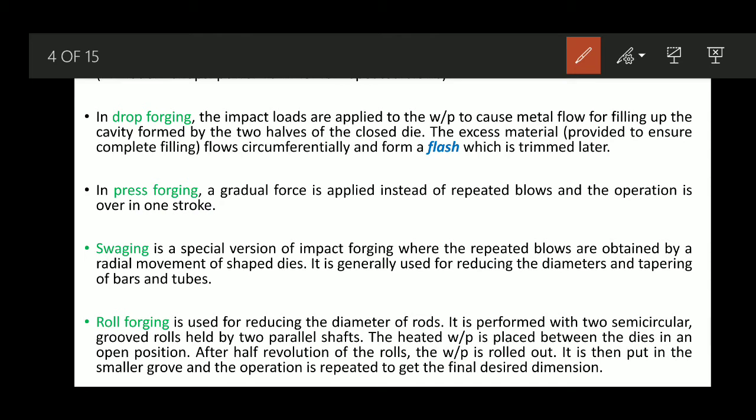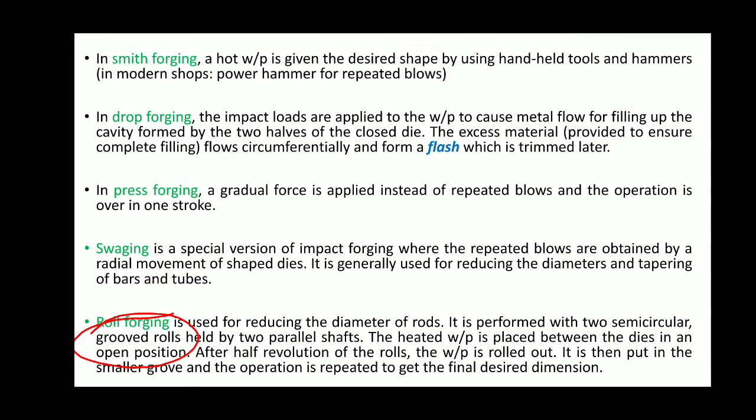Similarly, we have roll forging. This roll forging is used for reducing the diameter of rods. Generally it's performed with two semicircular groove rolls held by two parallel shafts. The heated workpiece is placed between the dies in an open position, and after half revolution of the rolls, the workpiece is rolled out. It is then put in the smaller groove and the operation is repeated to get the final desired dimension. So that's basically roll forging.